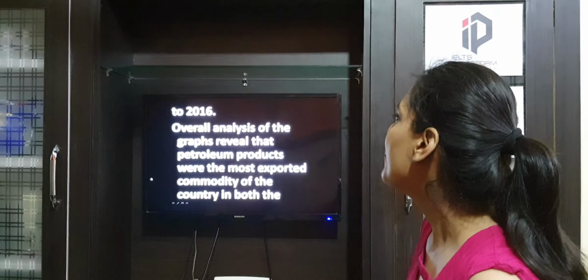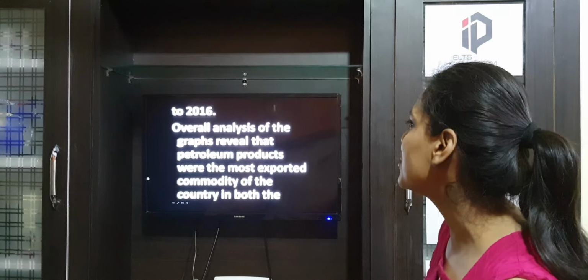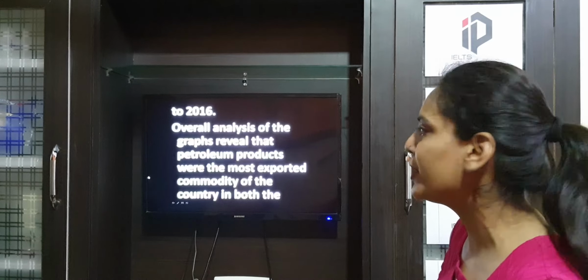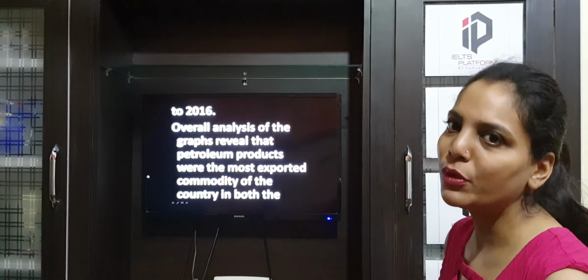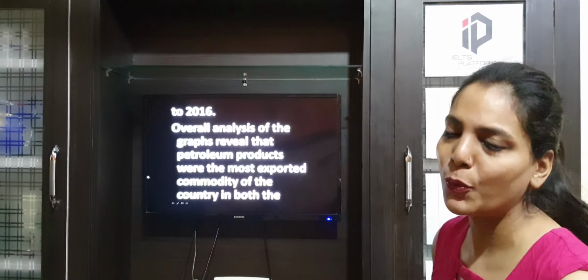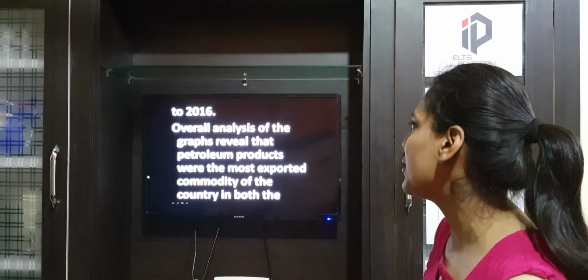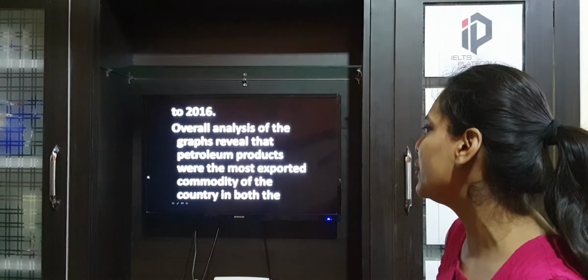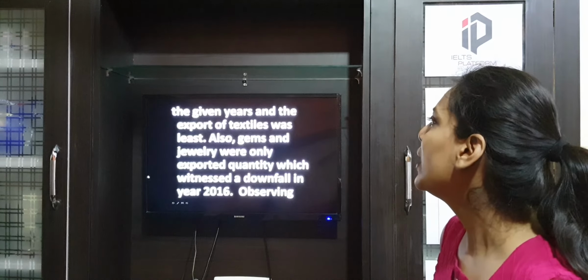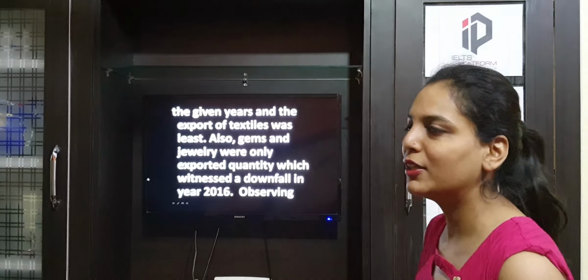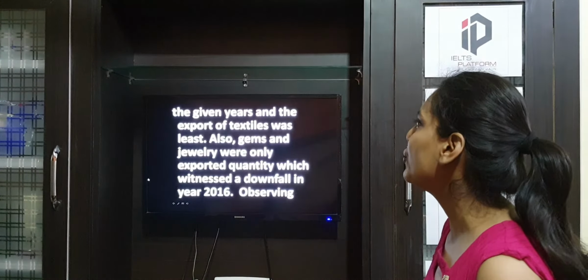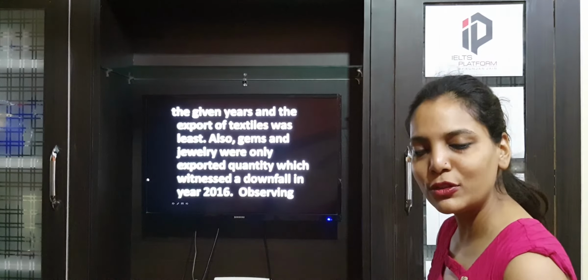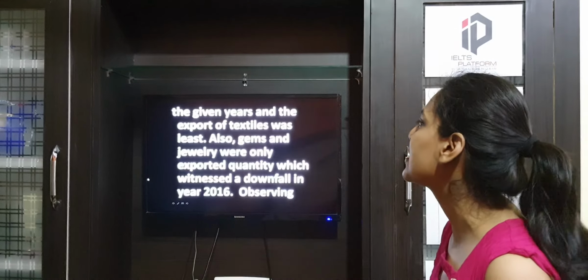Reveal that petroleum products were the most exported commodity of the country. Yes, we can see which product is exported highest. Petroleum products were the most exported commodity of the country in both the given years. Yes, in the years given to us, petroleum products were exported the highest, and the export of textiles was least. That also we had seen, that textiles were exported least.